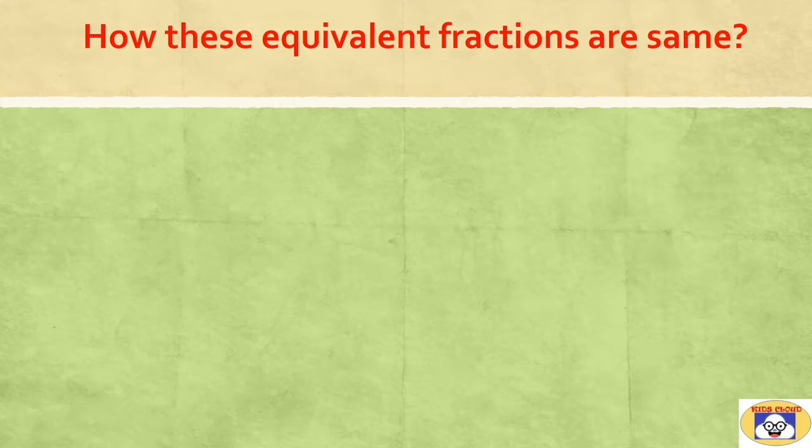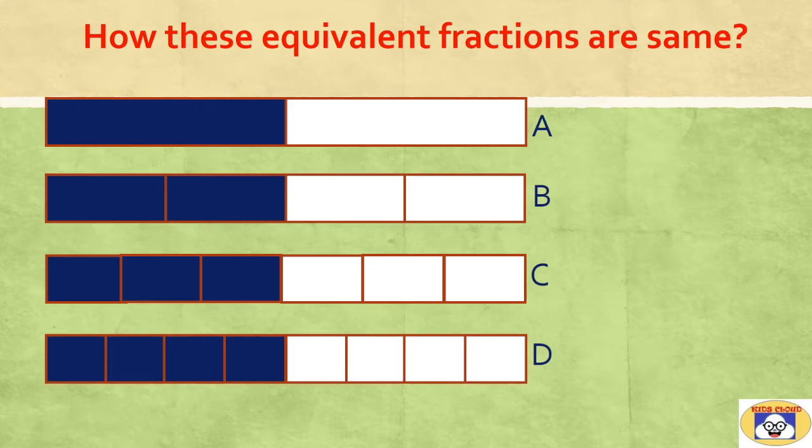Equivalent fractions can be visualized well in the following example. Let's explain this with the help of 4 equal rectangles A, B, C and D. A is divided into 2 equal portions. Out of 2, one portion is blue. In A, the fraction colored in blue is 1 by 2. In B, out of 4 equal parts, 2 are blue. Hence, the blue colored fraction in B is 2 by 4.